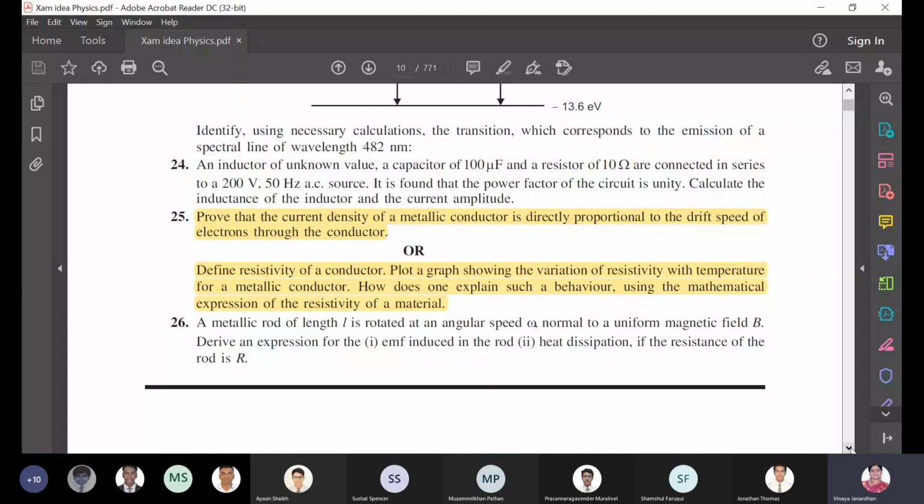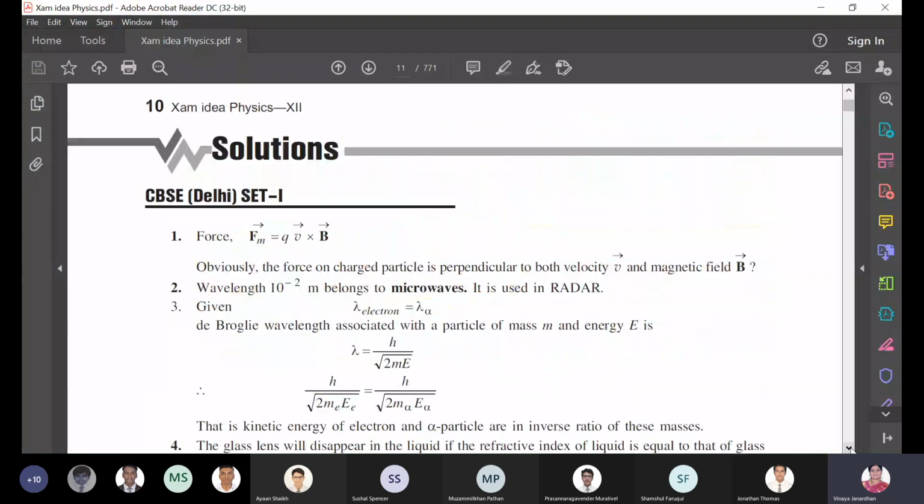First, make a note of it. This graphical behavior is very important: the variation of resistivity with temperature for conductors and for semiconductors, and explaining them also.